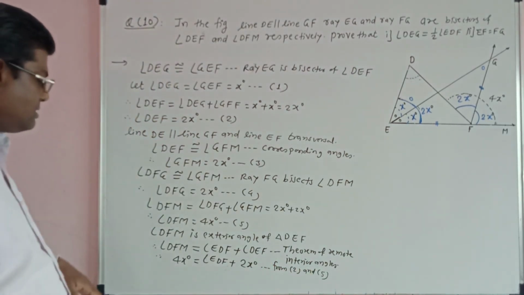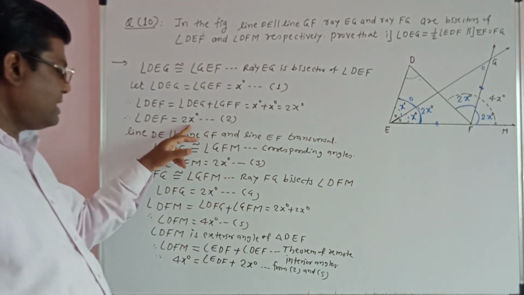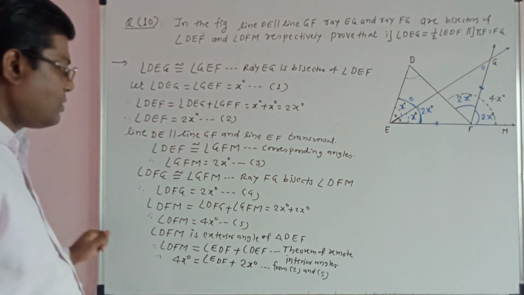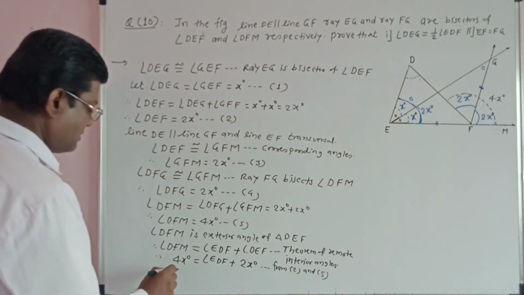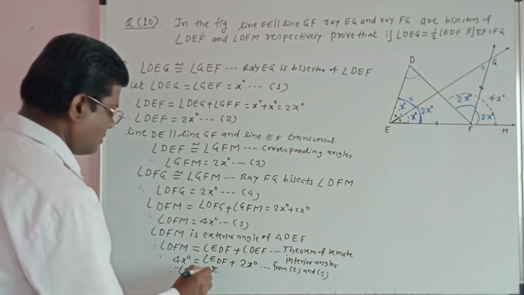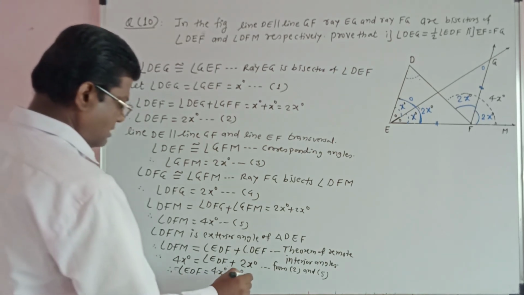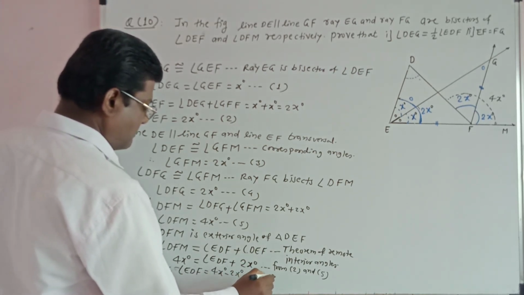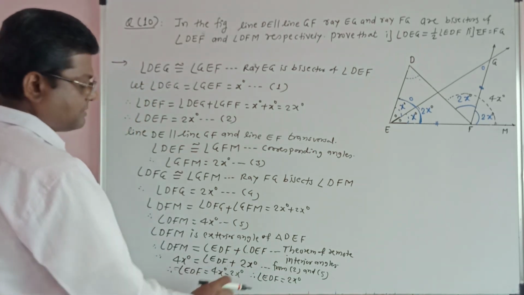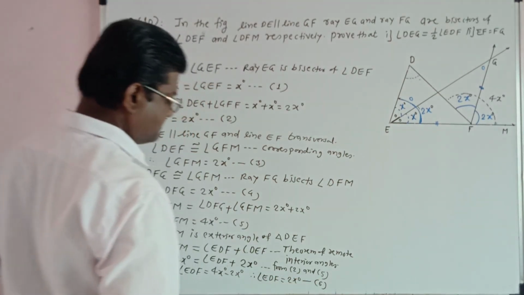That is, in equation 2 DEF is equal to 2x degree, and in equation 5 angle DFM is equal to 4x degree. From this, angle EDF is equal to 4x degree minus 2x degree. Therefore angle EDF is equal to 2x degree. 4x degree minus 2x degree is 2x degree. This is equation number 6.